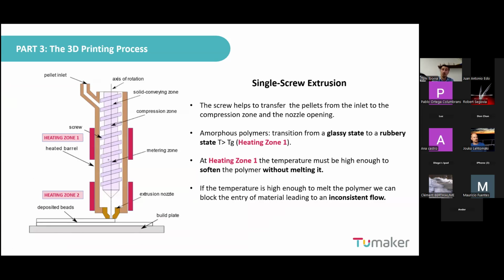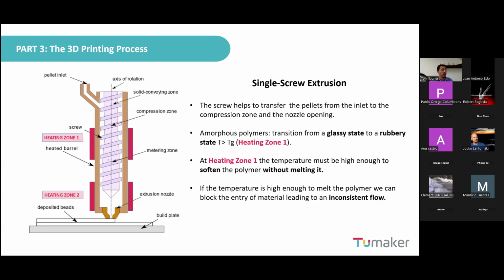You can see that we have a screw with a specific morphology in order to promote the compression of the melting material, and we have two heating zones. We have a heating zone at the upper part of the pellet extruder and a heating zone near the nozzle.